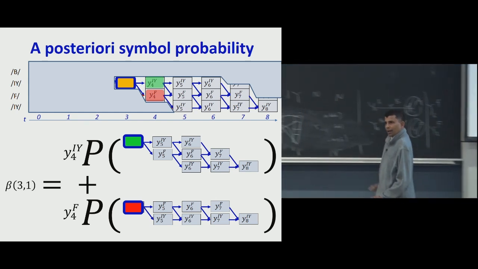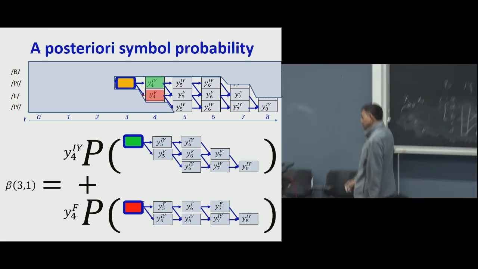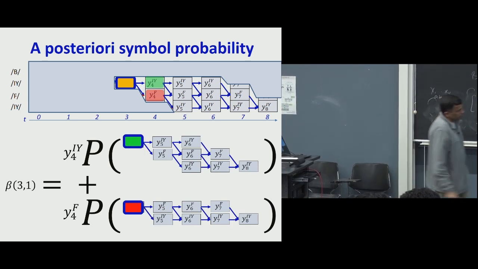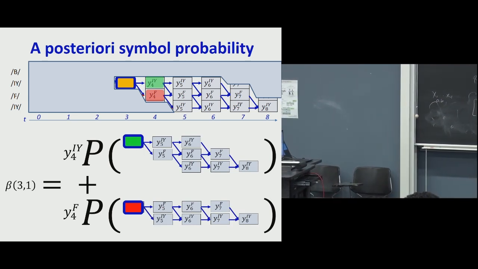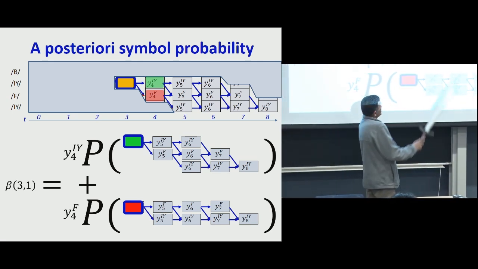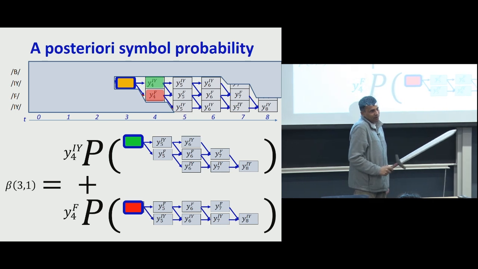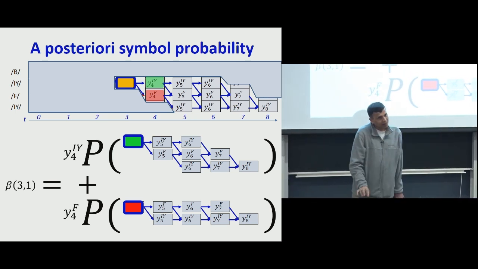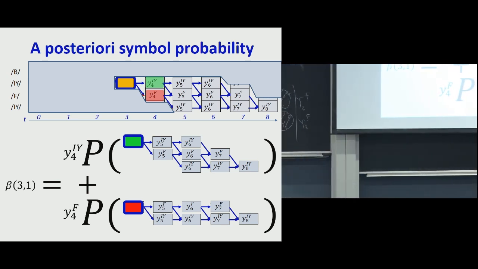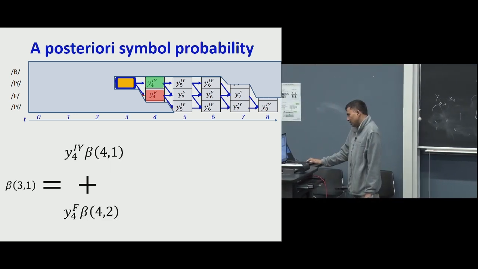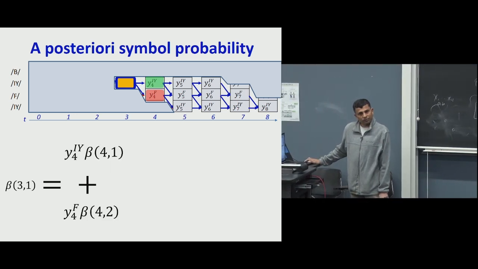Right? And now you can see exactly how the recursion works. The probability of this portion of the graph is basically the graph that starts from this node and goes to the final node, right? That's the beta for this guy. Similarly, this graph is the beta for the second guy, right? And so this simply became over here y4e beta 4.1 plus y4f beta 4.2.